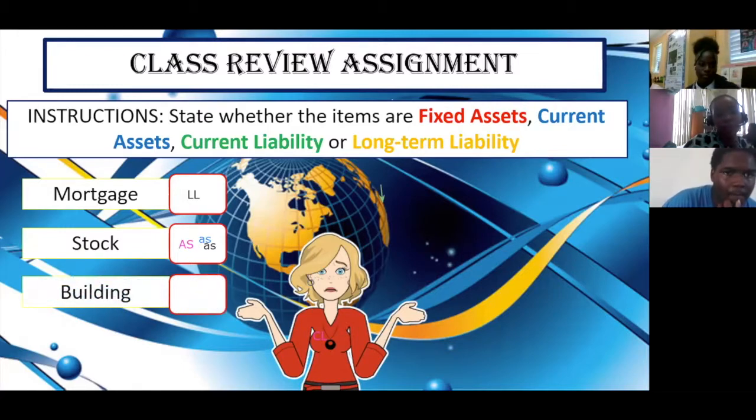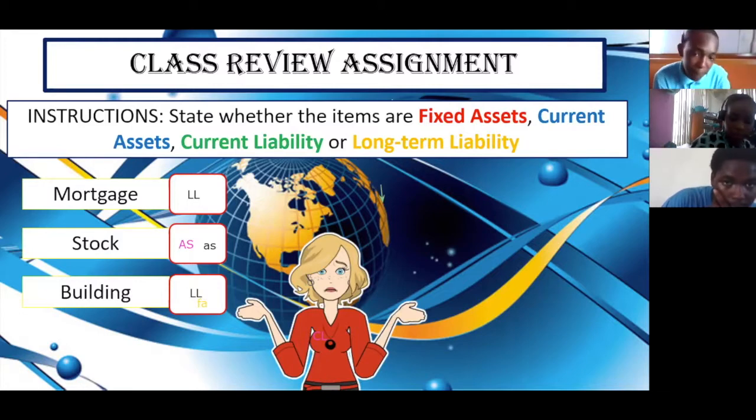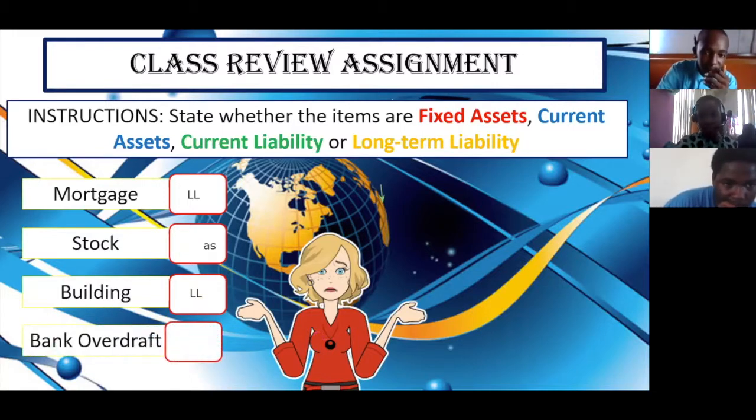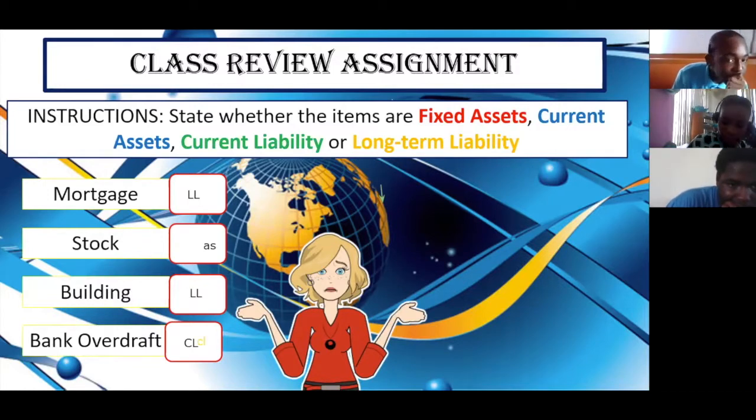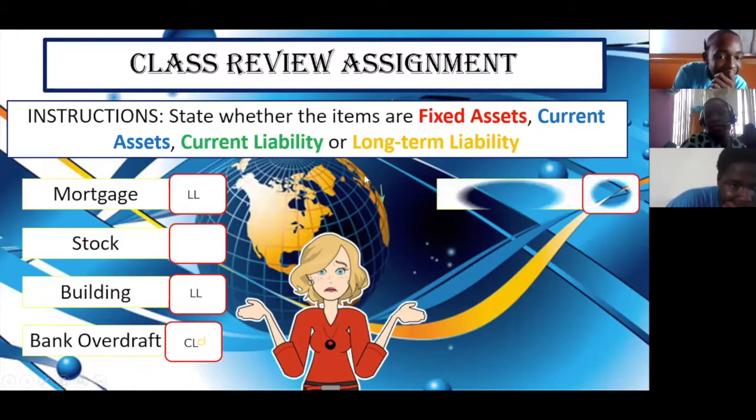Building. Which one do we classify that as? LL. Stephon, is that you? That's one. All right, very good. Not bad at all. All right, let's go to the next one. You got to be quicker than that. Bank overdraft. What do we classify that as? Stephon, got it. Stephon, take a break. That's enough points for you. Ready? Let's go to the next one.